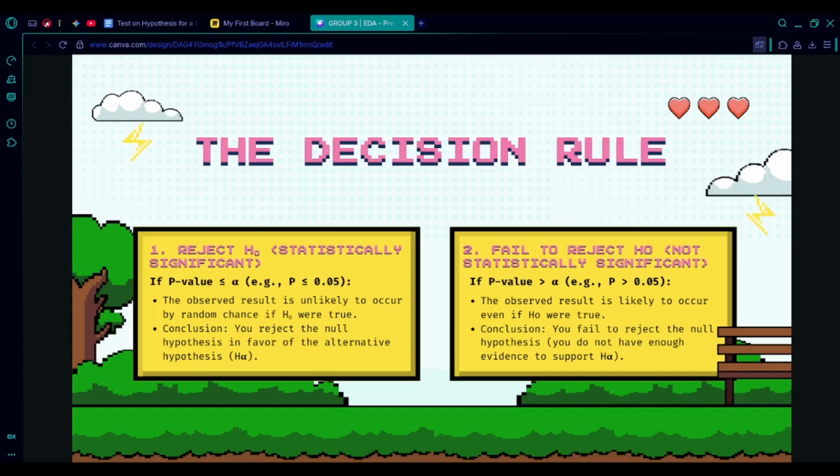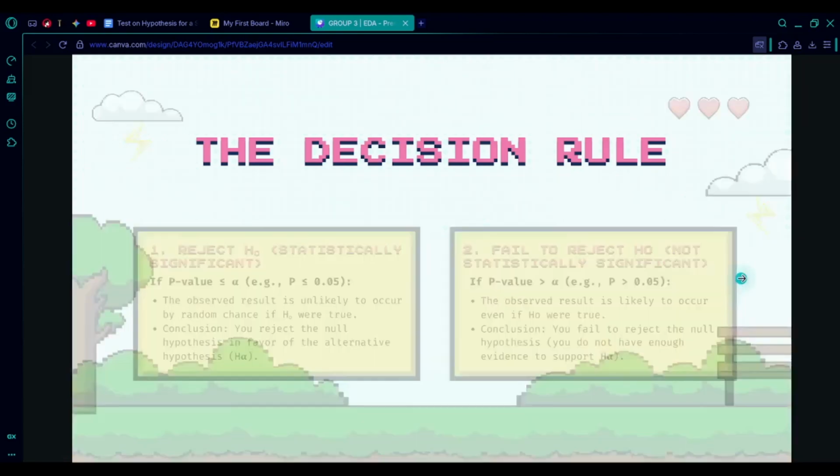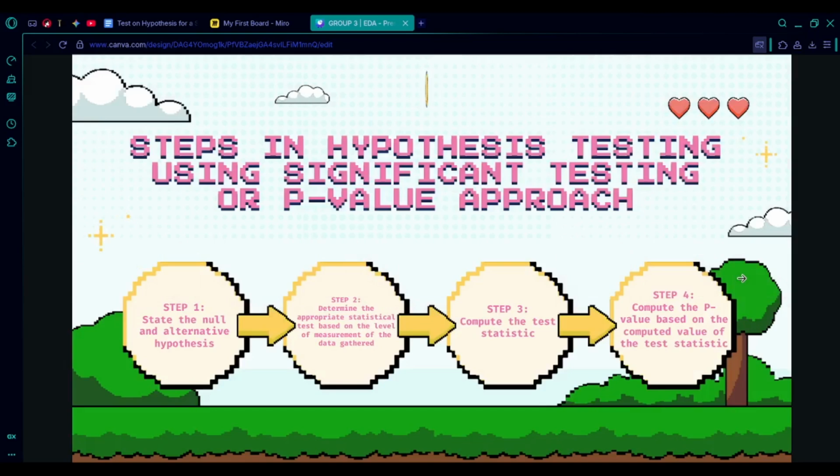I hope you understand the decision rule. The first is to reject, and the second one is to accept the null hypothesis. Now, we will be proceeding to the main topic or the main agenda of my discussion, which is the steps on testing the hypothesis using the significant testing or the p-value approach.